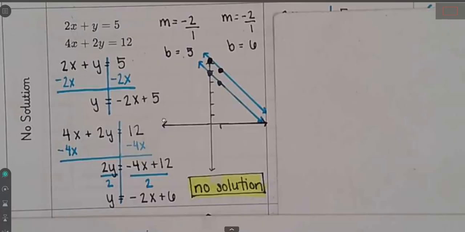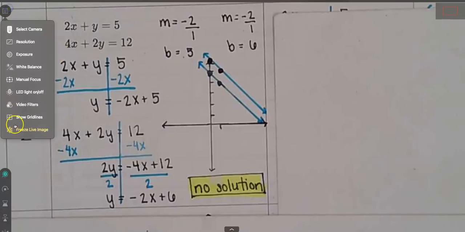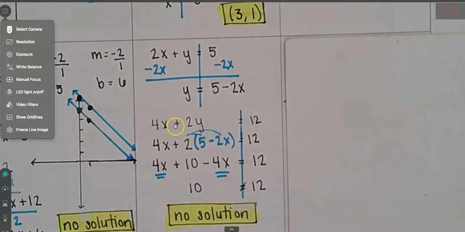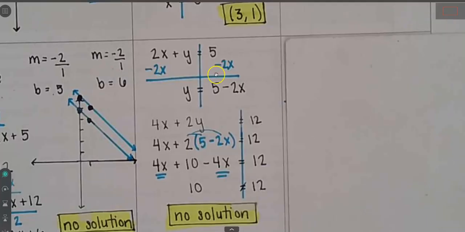All right, ladies, let's go over this. Here is the answer. All right, so first thing you guys want to do is isolate your variables. So I'm going to subtract 2x from both sides. Y equals 5 minus 2x. Take this, plug it into the other equation. Very important that you guys remember to plug this into the other equation.